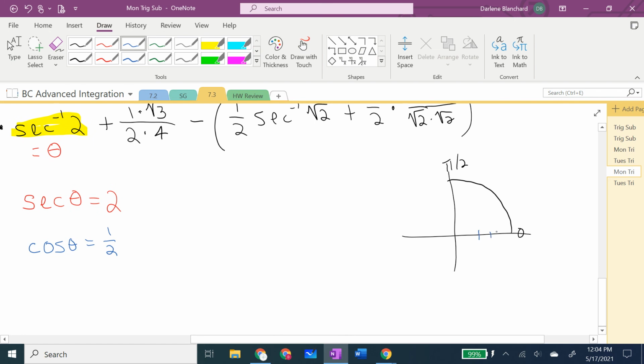Cosine are the x values, 1 over 2, root 2 over 2, root 3 over 2. These particular values take me to cutting the quadrant into thirds and then cutting the quadrant in half. This angle is pi over 3.